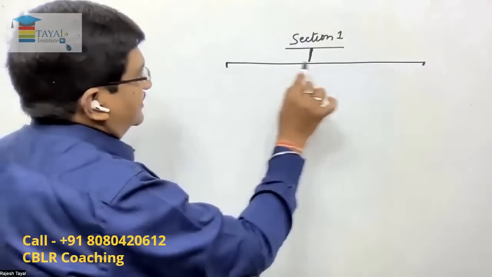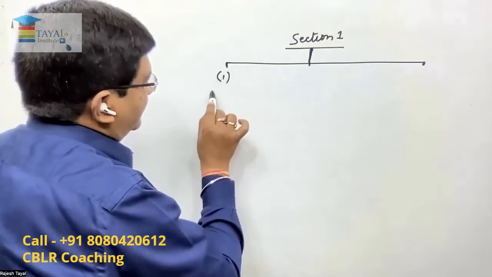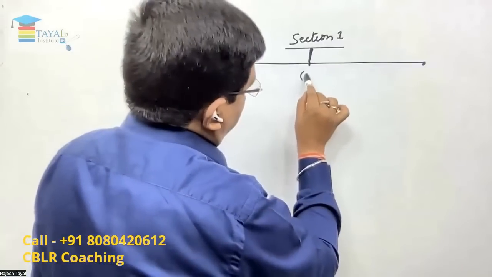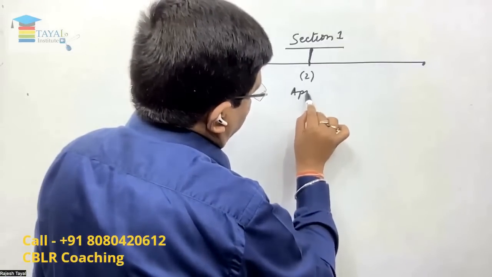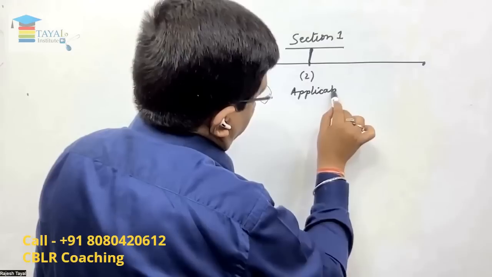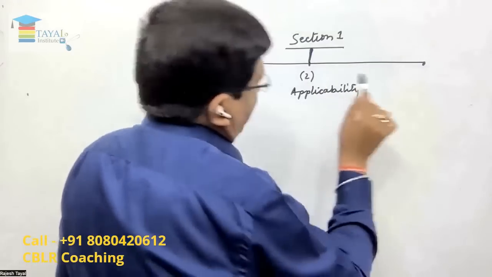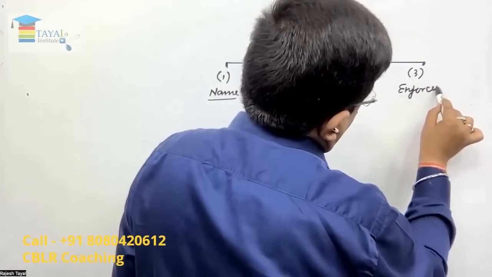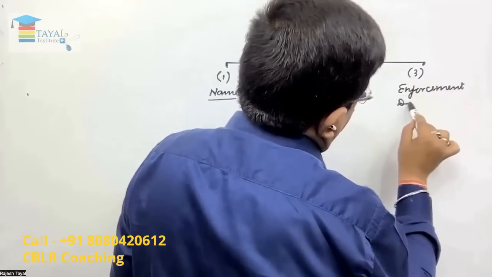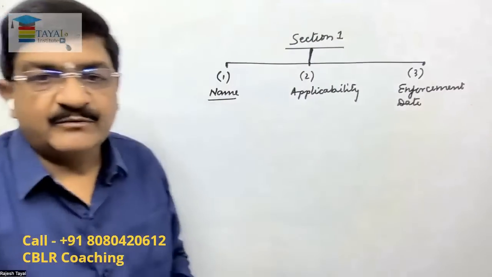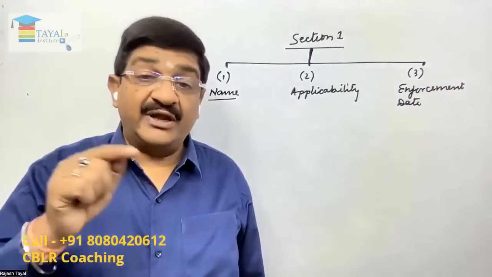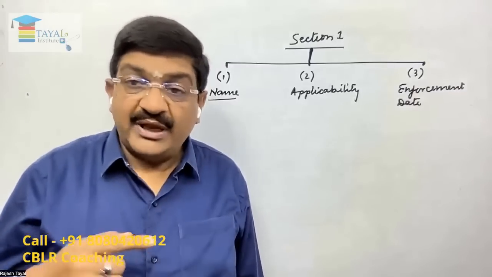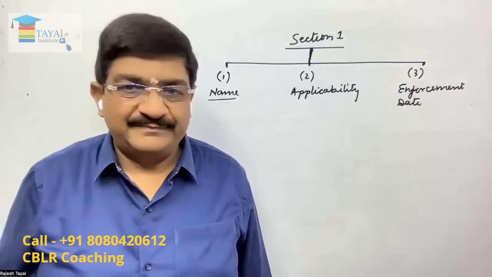This is number 1, the name of the Act. Number 2, applicability. And number 3, this is the enforcement date. Okay. So for every section, for every finer point, we will keep on making charts. These will help you in a big way to understand the finer points of law.